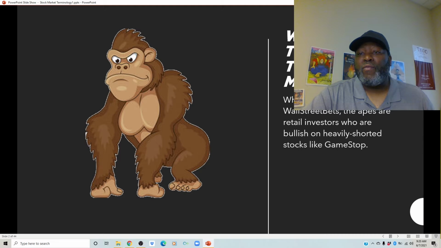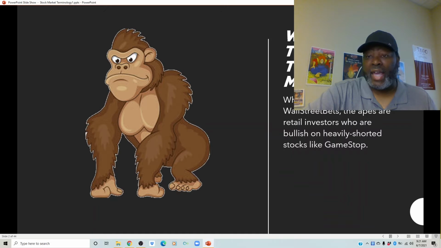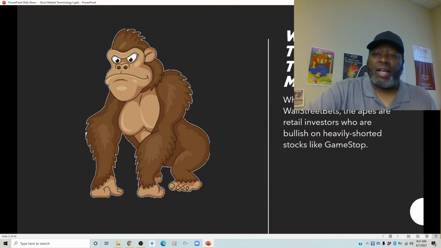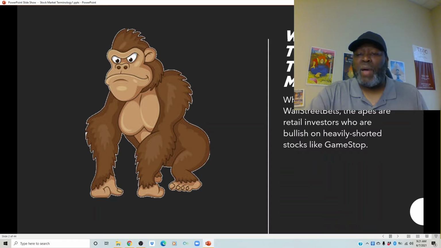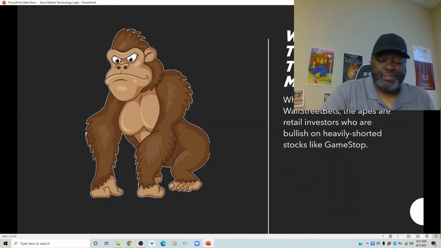So first, let's talk about apes. I know a lot of times if you go on Reddit and you go on different places, like even TD Ameritrade, they might mention the word apes. And no, they're not talking about silverbacks. What does the stock term apes mean? All right, when used by Wall Street Bets, the apes are retail investors who are bullish on heavily shorted stocks like GameStop, AMC, BlackBerry, certain stocks like that. That's what the term apes means.